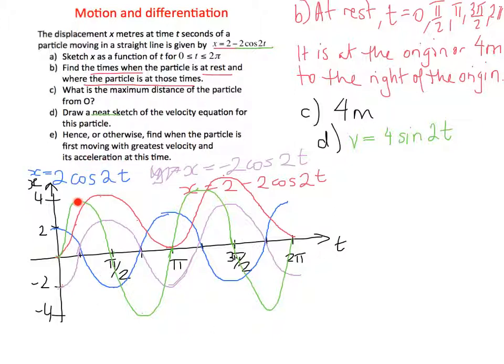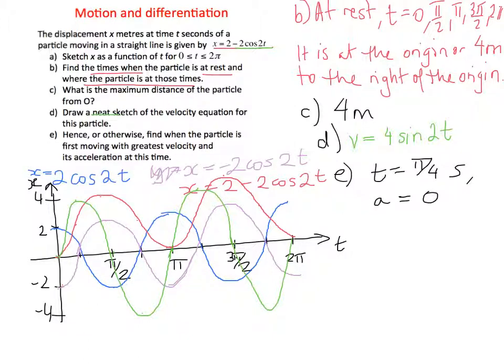And its acceleration at this time. So what's its acceleration right there? Well, the acceleration, remember, is the gradient function of velocity. What's the gradient of the tangent right there? The gradient of the tangent is 0. Okay, so it is first moving with greatest velocity when t equals pi on 4 seconds. And this is when the acceleration equals 0.